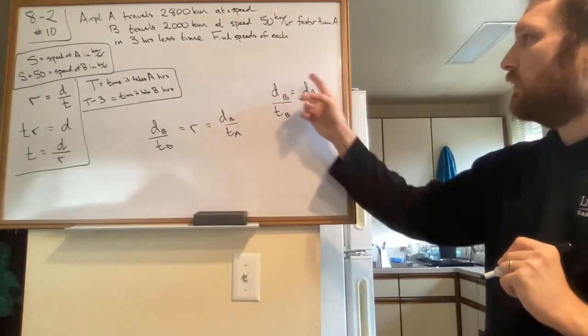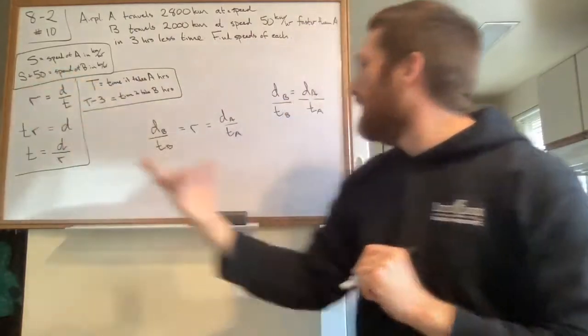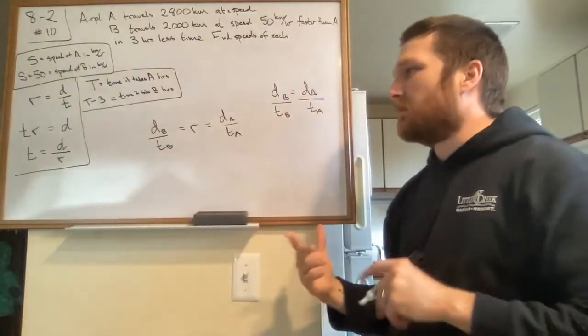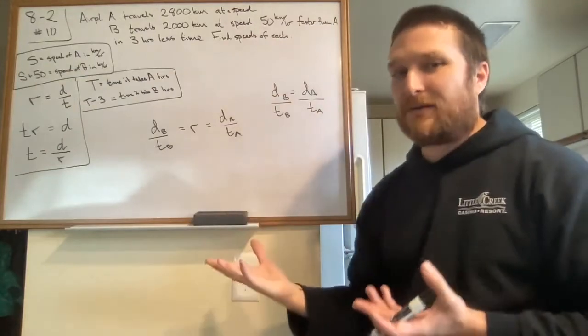And then, well, where would our rate be? We're supposed to be finding the speeds. Those are the rates, right? And so if you make the rate drop out, well, that's not good. So we're going to make one variable drop out here.